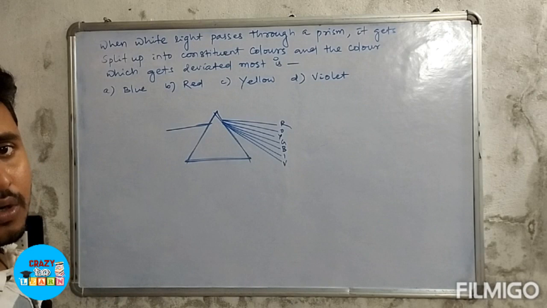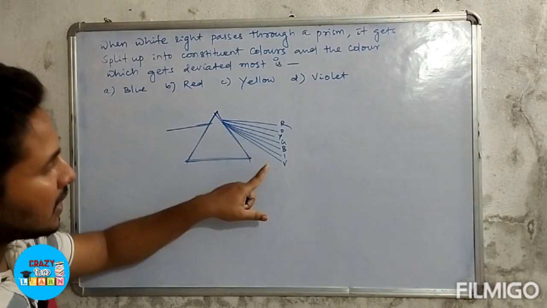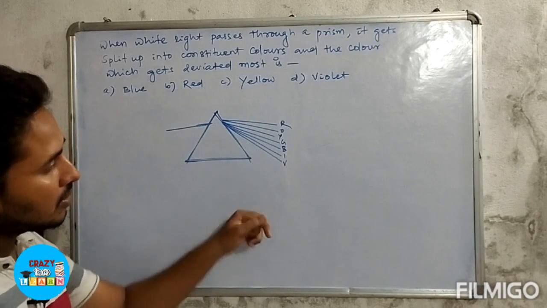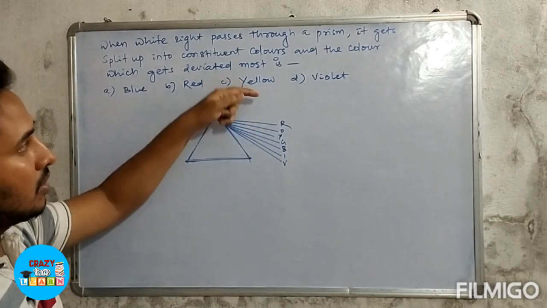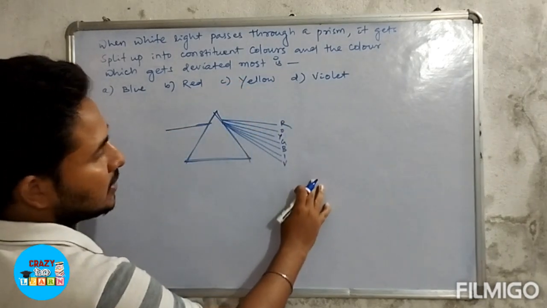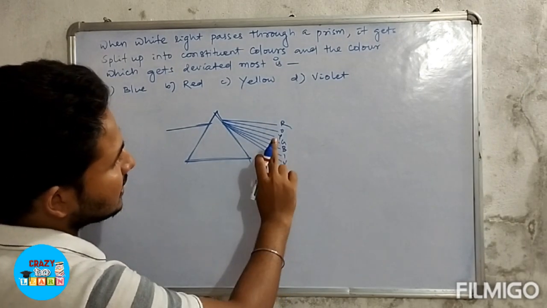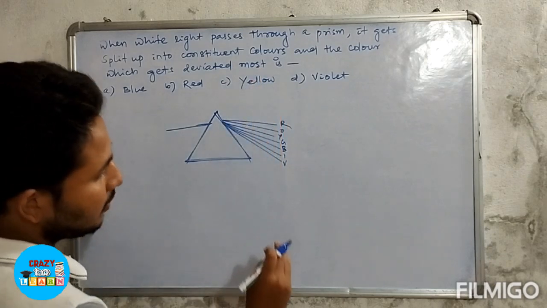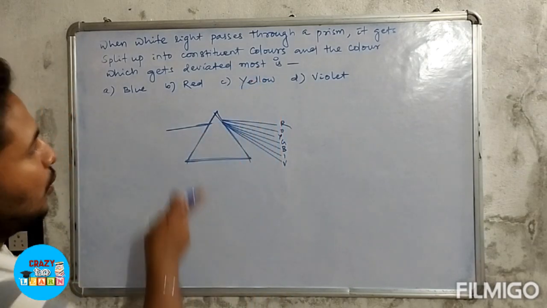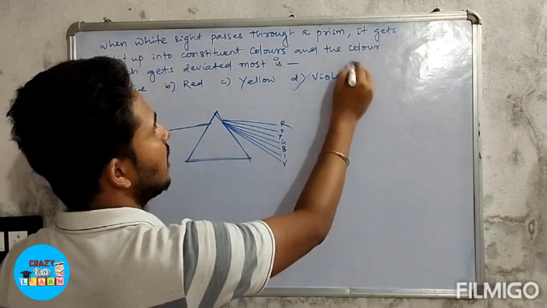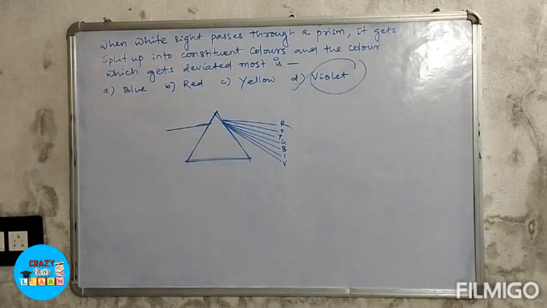The violet. Always when you go to the picture, just observe that it is written from the downward, violet to red, from down to upward, not like VIBGYOR from top. It is written from down to upward. So which light ray deviates most? The answer is violet. Okay, direct the answer is violet.